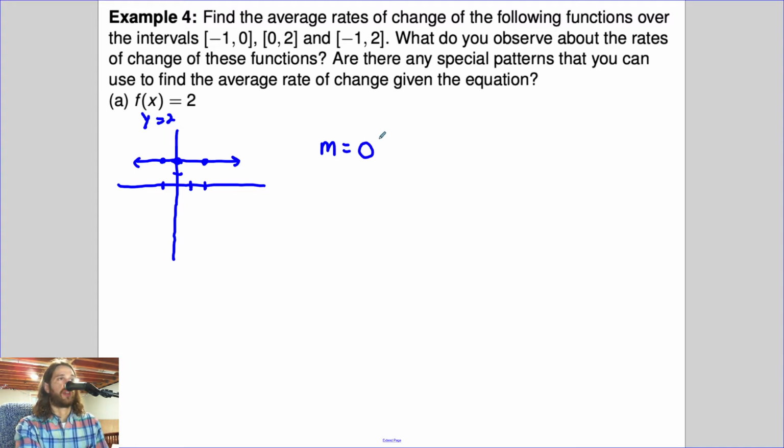So in this case it's 0, and there's nothing super interesting to say here other than when our function is linear, there will be a constant rate of change. So let's write that down. When the function is linear, there is a constant rate of change.